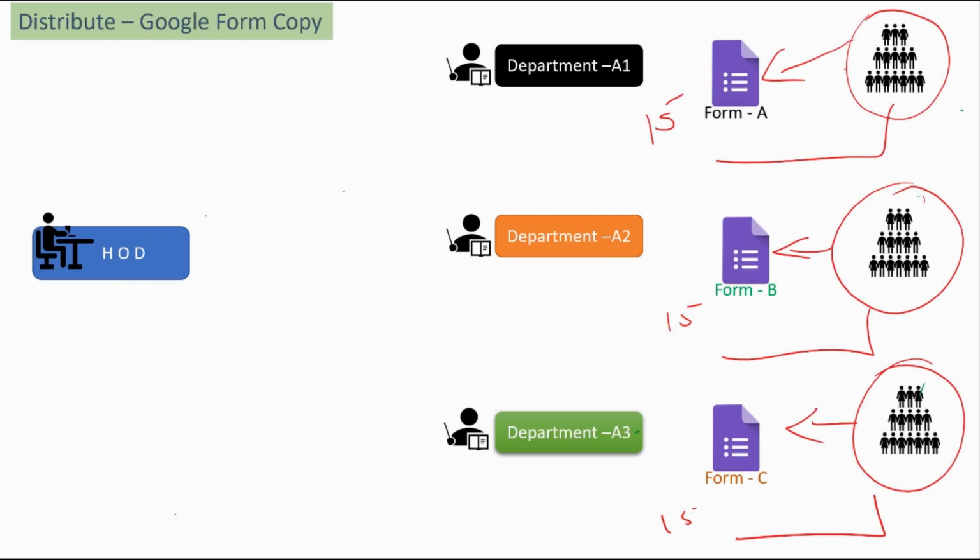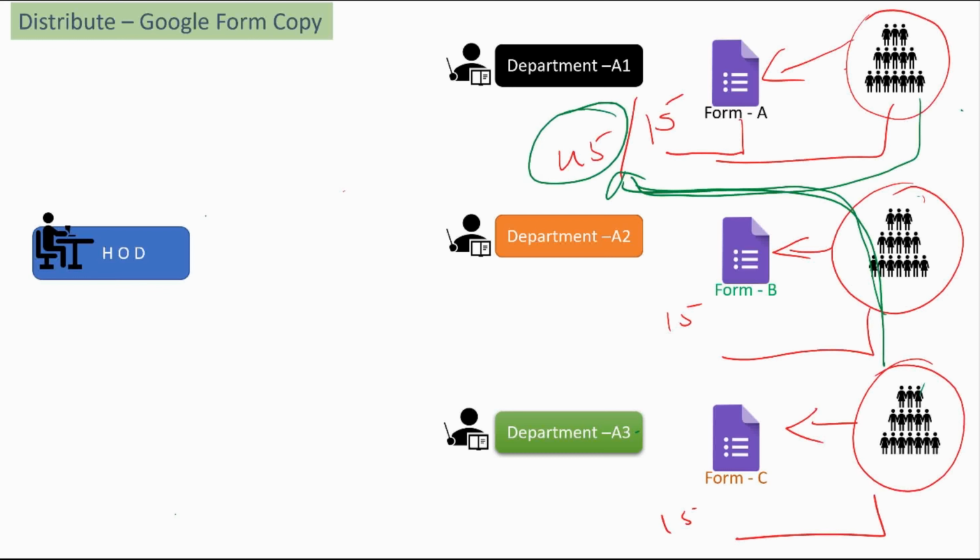But if we are using the normal method of sending or collecting responses in the Google form, and we open this Form A, we'll get 45 responses instead of 15. That means the responses from the first group, the second group and the third group all club together in the response area. So it comes with 45 responses instead of 15. So this is the second advantage.